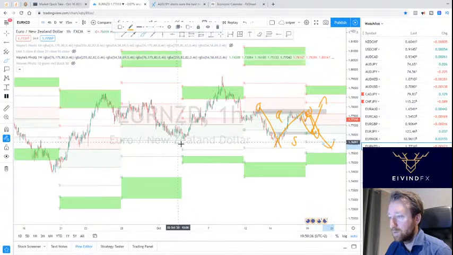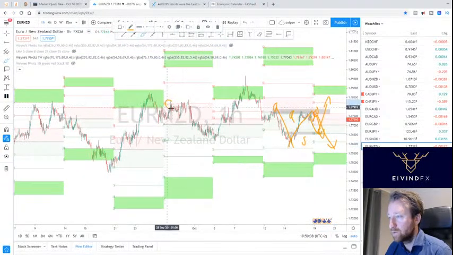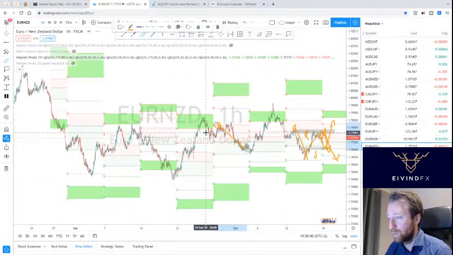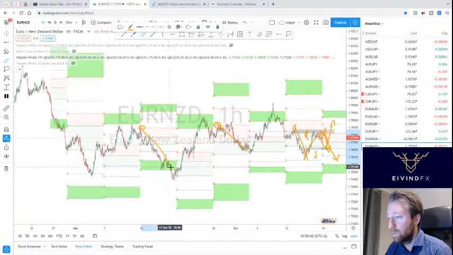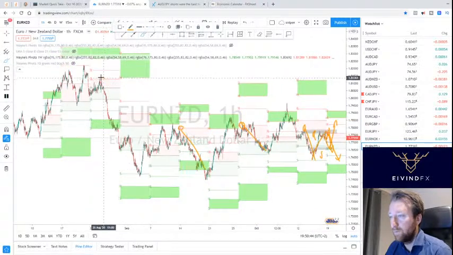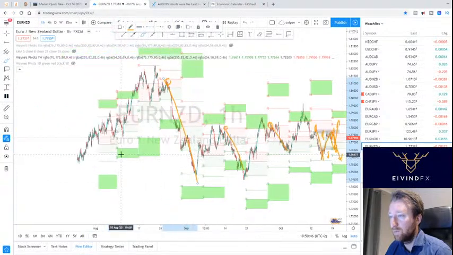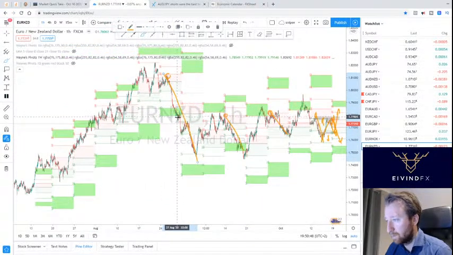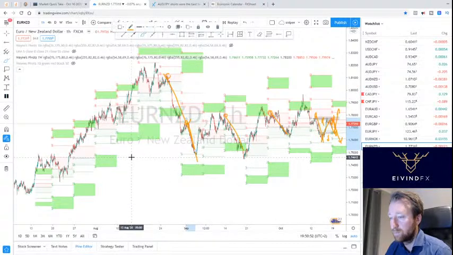And this was not a sell. And if you sold here, eventually you would get some profits. If you sold here, you would eventually get some profits.